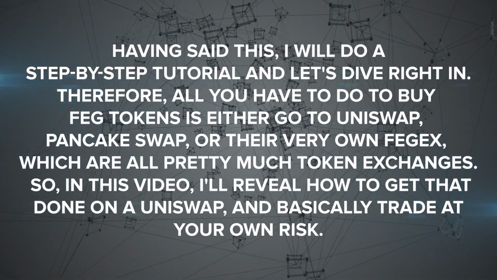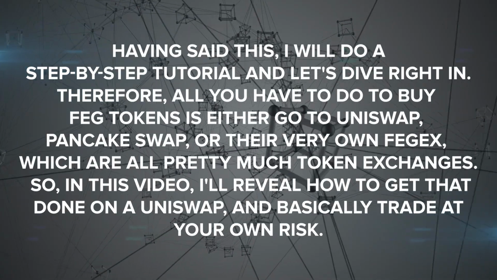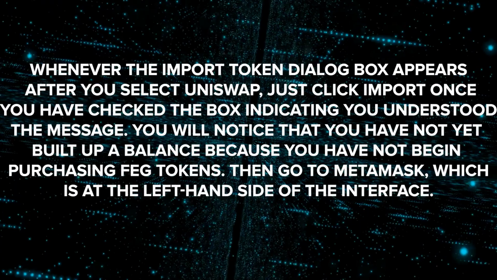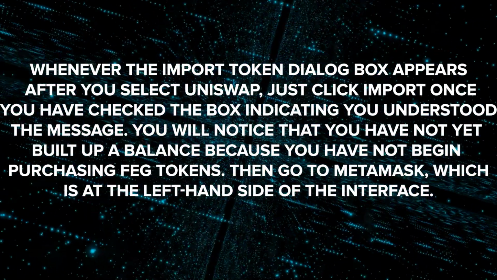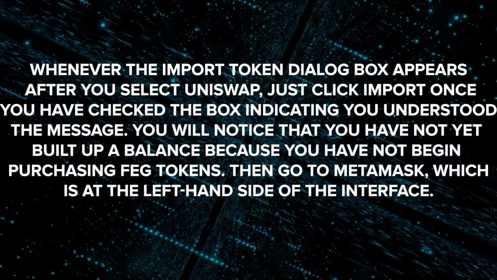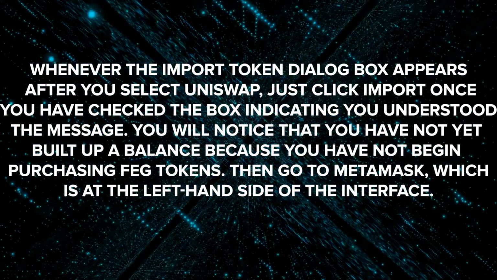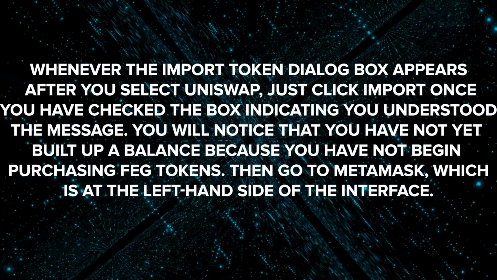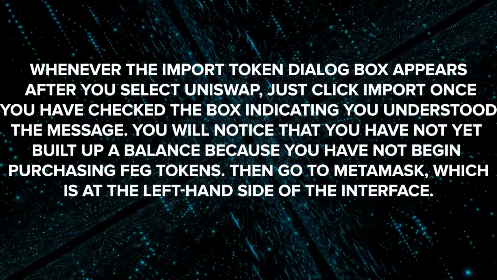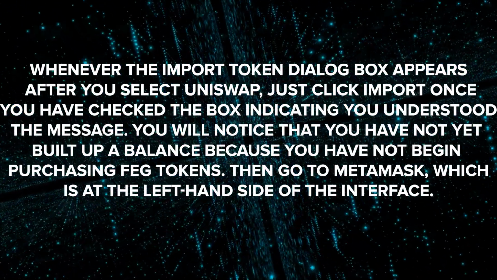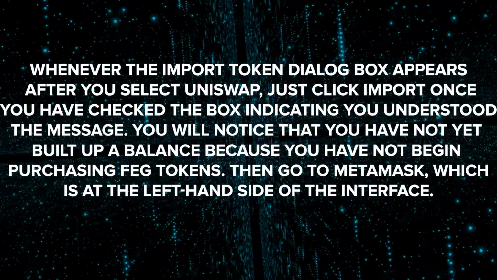So in this video, I'll reveal how to get that done on Uniswap, and basically trade at your own risk. Whenever the Import Token dialog box appears after you select Uniswap, just click Import once you have checked the box indicating you understood the message. You will notice that you have not yet built up a balance because you have not begun purchasing FEG tokens. Then go to Metamask, which is at the left-hand side of the interface.